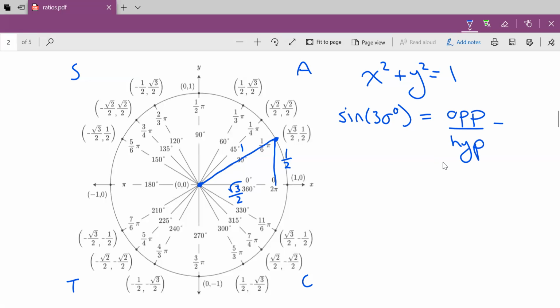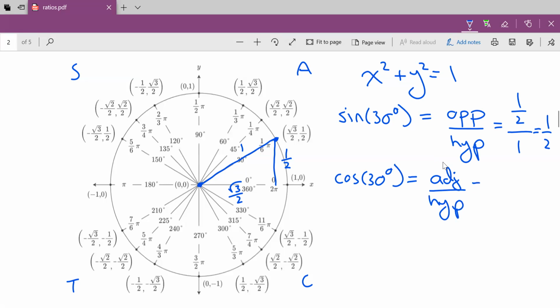Well, look at what we have here. This would be 1/2 over 1. Well, 1/2 divided by 1 is just a half. And if I said, what's cosine 30 degrees? Well, going back to grade 10, I'm going to say that's adjacent over hypotenuse. So this would be √3/2 divided by 1. And that's just going to be √3/2. So one of the beautiful things about the unit circle is when the hypotenuse or radius is 1, it simplifies our work when we're trying to find these values.